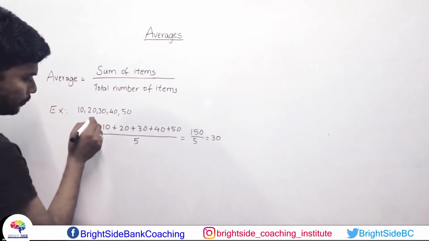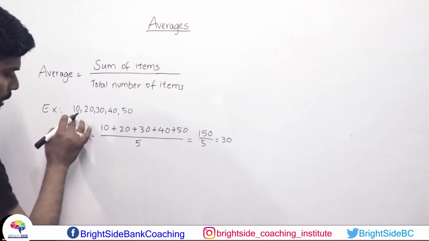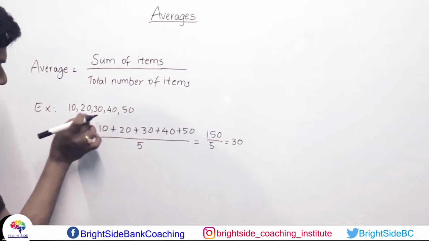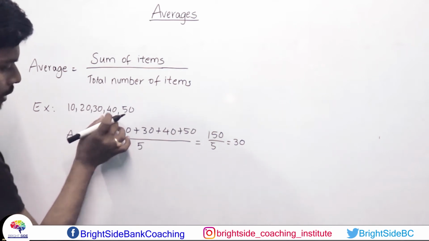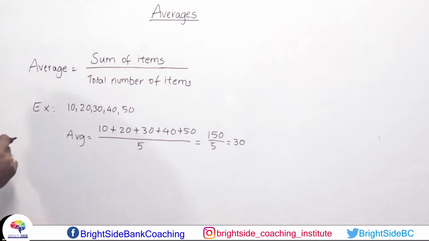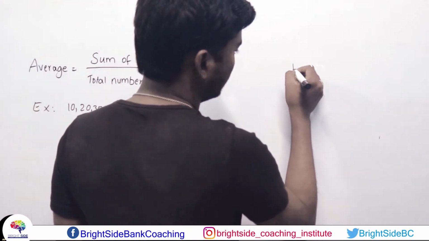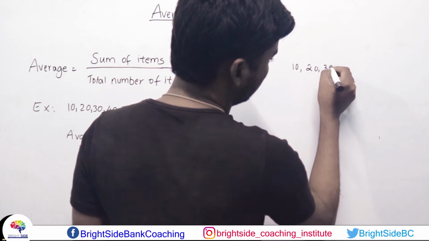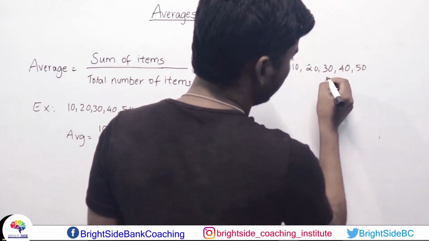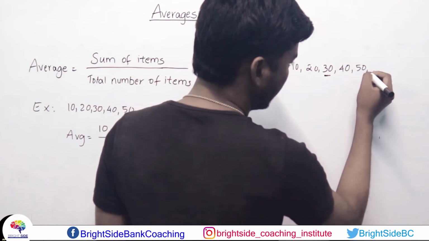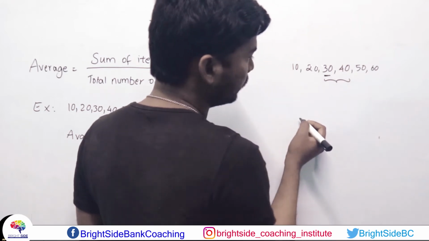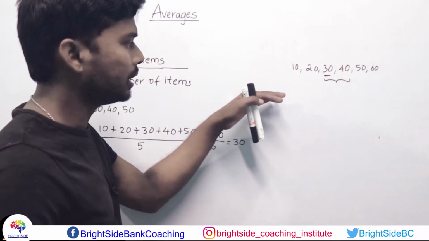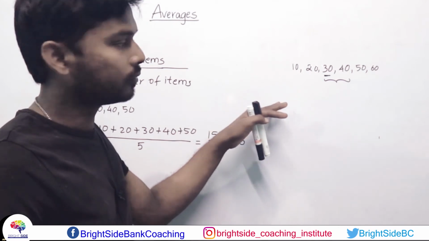Here you have to note that if the sequence is continuous, like the difference between two numbers is the same, here the difference is 10, here the difference is 10. Likewise, if the sequence is like this, then the middle number will be the average. So that means 10, 20, 30, 40 and 50, 30 is the average. So if I add 60 to it, then what will be the average? The average of 30 and 40 will be the average of this sequence. Okay, anyways, I'll cover this in the tips and tricks part of averages.